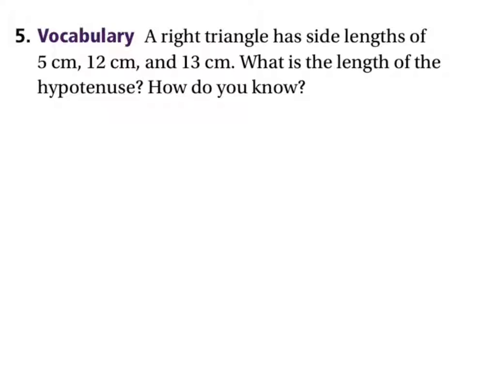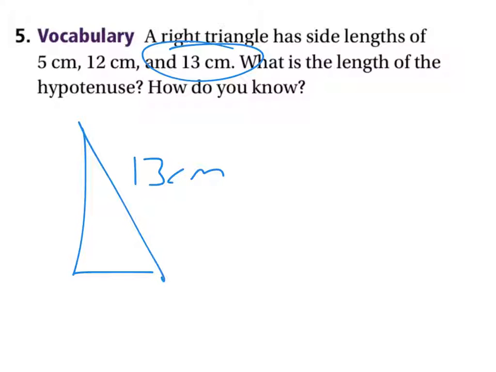Well, this hopefully is an extremely straightforward question to you. The hypotenuse, as we know, is always the longest side. So if we have 5, 12, and 13, 13 centimeters is the longest, and that's the length of the hypotenuse. We know that's true because the hypotenuse is always the longest side.